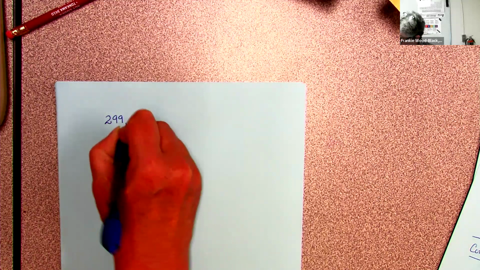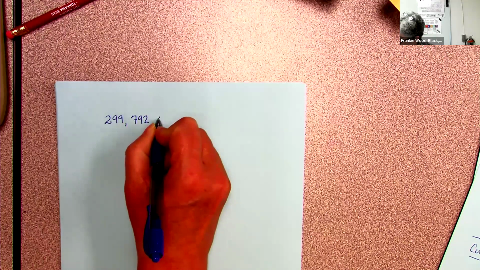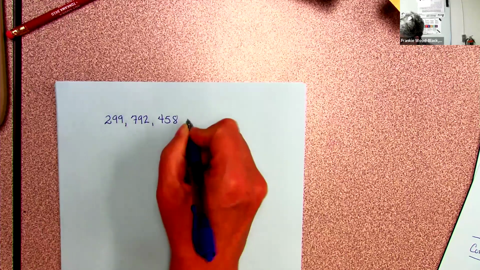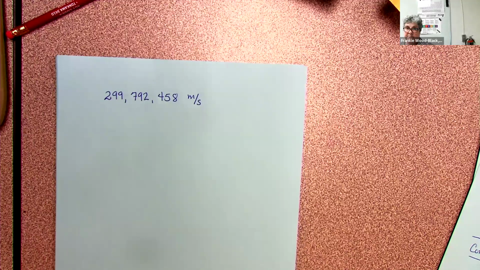So I'm going to look it up here just so I have it, because I don't remember the number off the top of my head. So the speed of light is 299,792,458 meters per second. Okay.